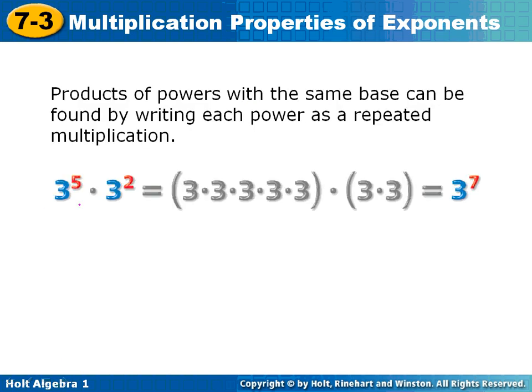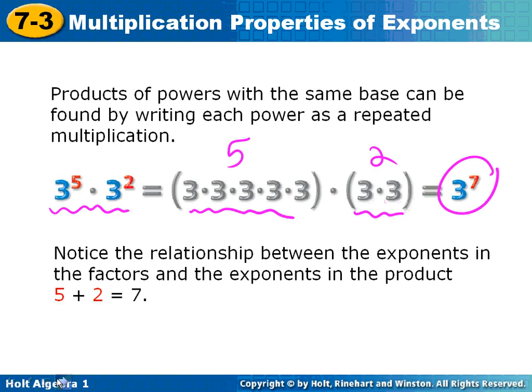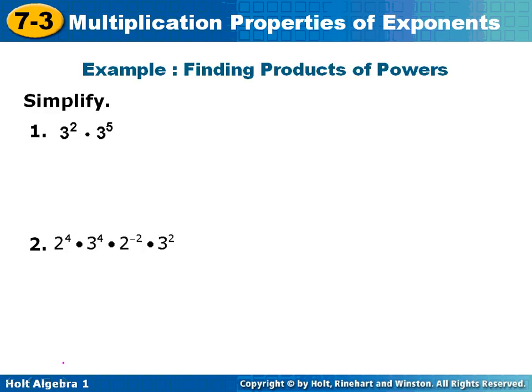If you look at powers, a base to an exponent, and then you put 5 bases of 3 and 2 more bases of 3, if you notice, you add the 5 and the 2 to give you 7. So the answer to that would be 3 to the 7th. Notice that the relationship is that with the factors, you have to add the exponents in the product. 5 plus 2 is 7. All right, let's try these two.